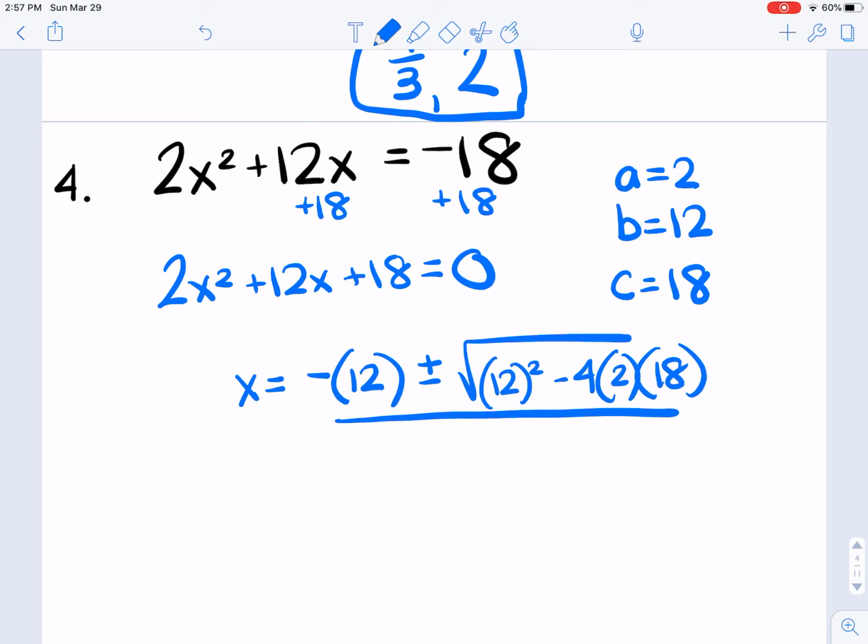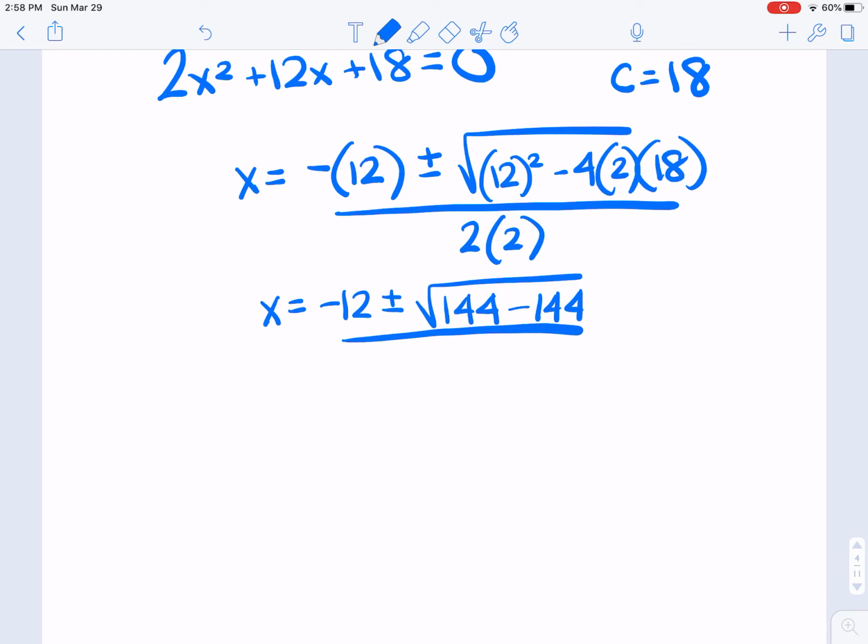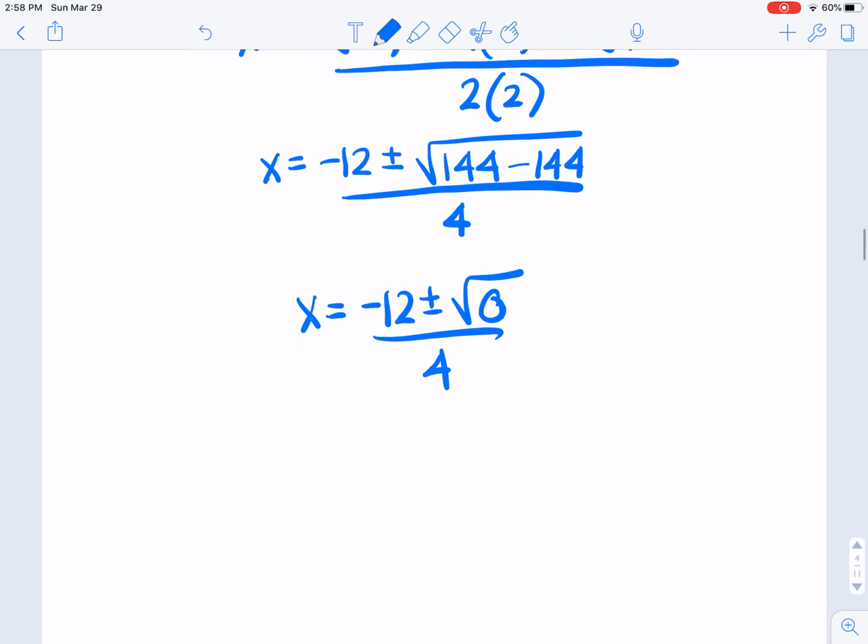All divided by 2 times 2. So I have x equals negative 12 plus or minus the square root of 144 minus whatever 18 times 8 is, 144, divided by 4. So x equals negative 12 plus or minus the square root of 0 over 4. X equals negative 12 plus or minus 0 over 4.